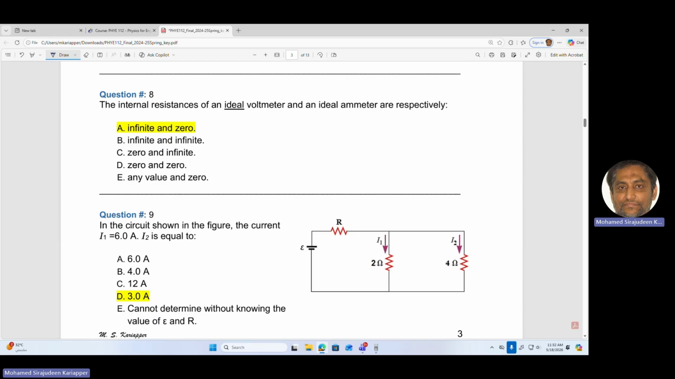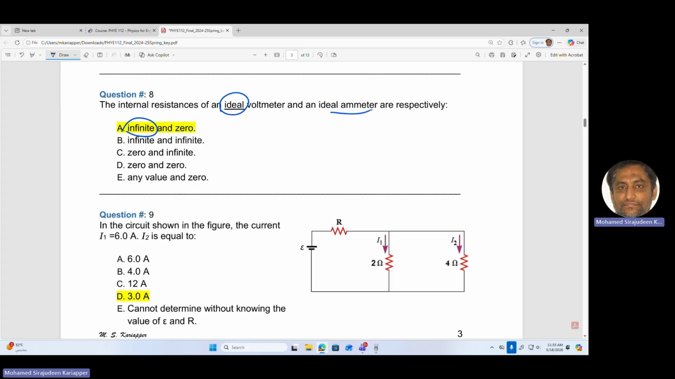Question number 8. Voltmeter, ideal means perfect. We don't have ideal. For a voltmeter to be a perfect voltmeter, it should have an infinite resistance. Then only the reading will be most accurate. So that is the condition: if you want a good voltmeter, you have to make the resistance of the voltmeter as high as possible, so it will draw very minimum current without disturbing the circuit.